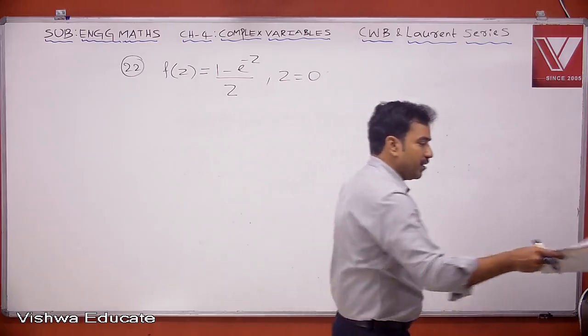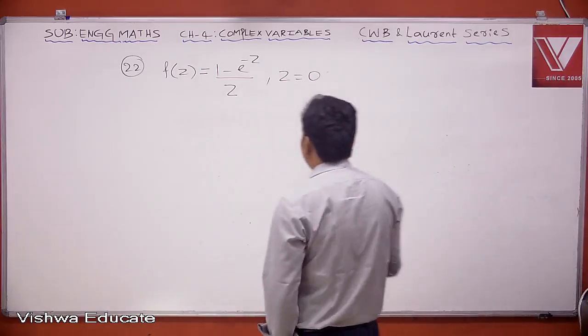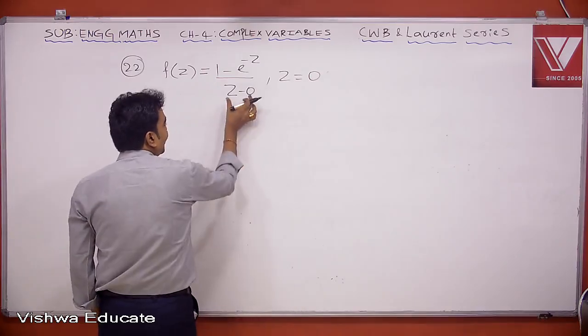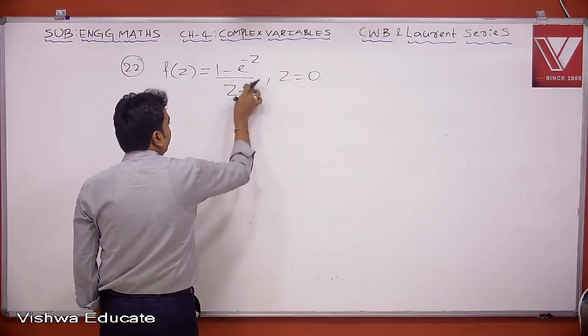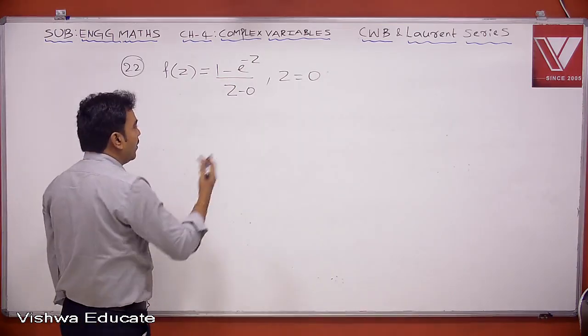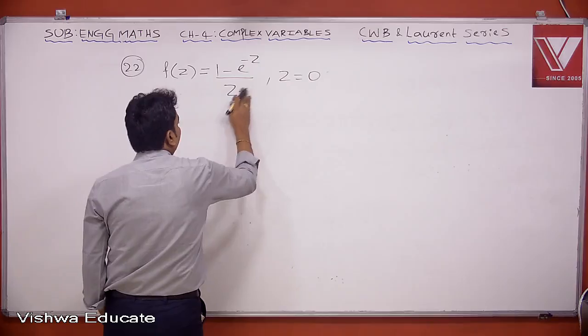Let us go for series expansion of this. Here z is written in the denominator. This z is nothing but z minus 0. So therefore in the denominator we have z minus 0 terms. So it's a singular point basically. Now let us go for series expansion of this.